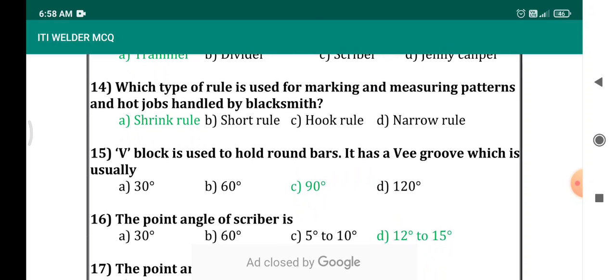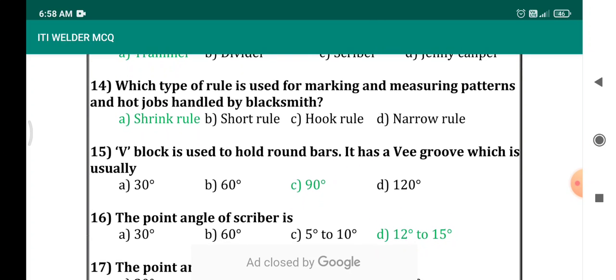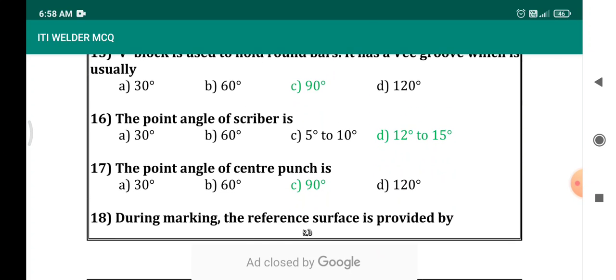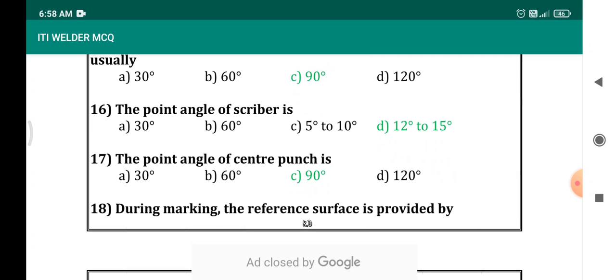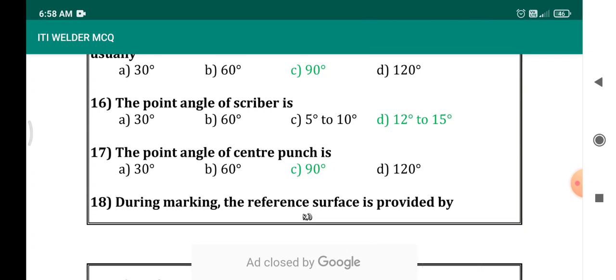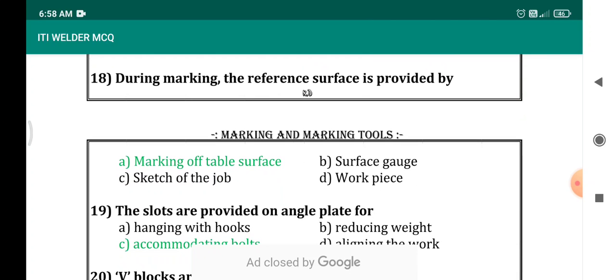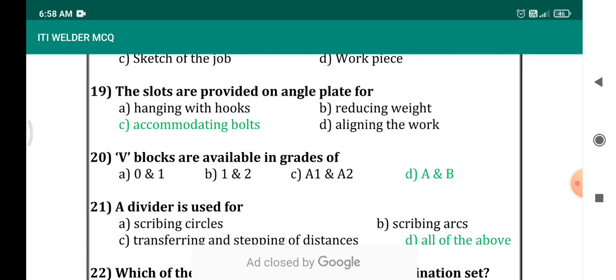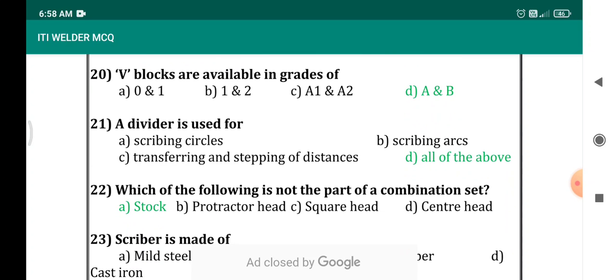The angle of V block is 90 degrees. The point angle of scriber is 12 to 15 degrees. The angle of center punch is 90 degrees. The reference surface is provided by the marking table. The slots are provided on the angle plate for accommodating the bolt. The V block is available in two different grades, A and B. The divider is used for all purposes, that is scribing circles or transferring dimensions.